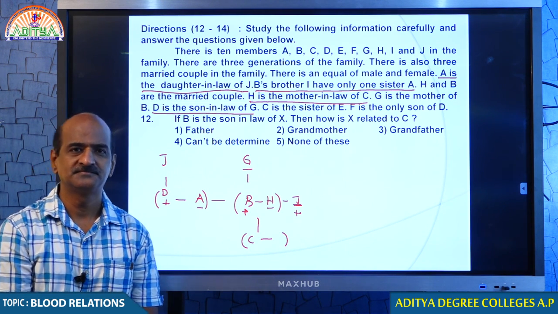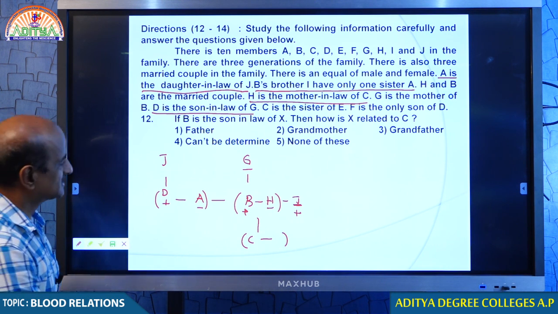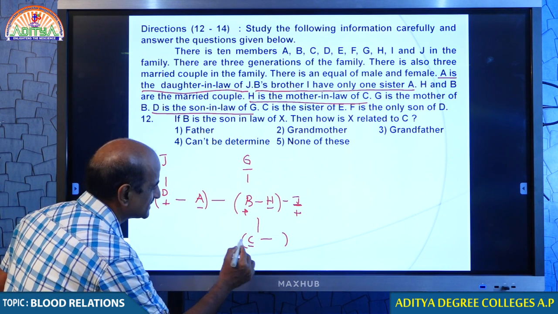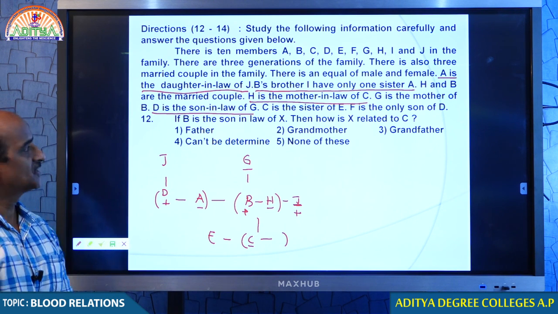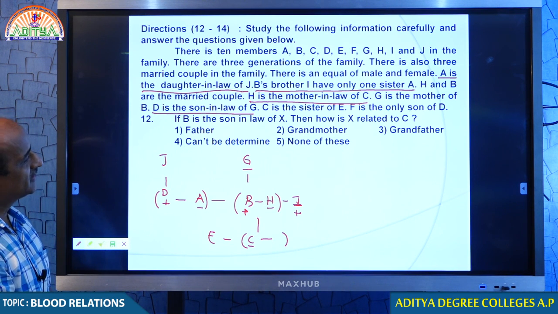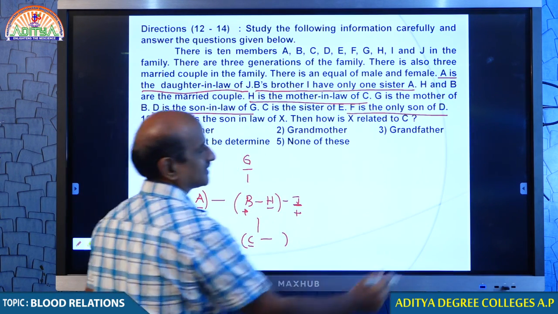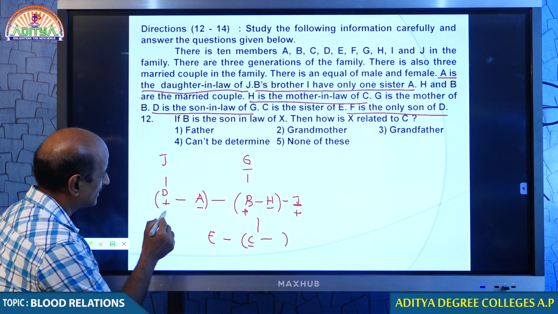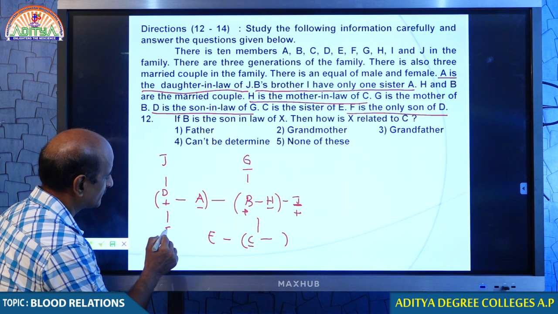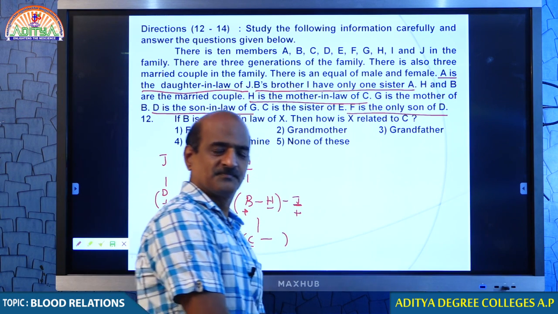Come on. Right. Then again, C is the sister of E. Come on, students. F is the only son of D. Here is F. I hope now you are absolutely clear.